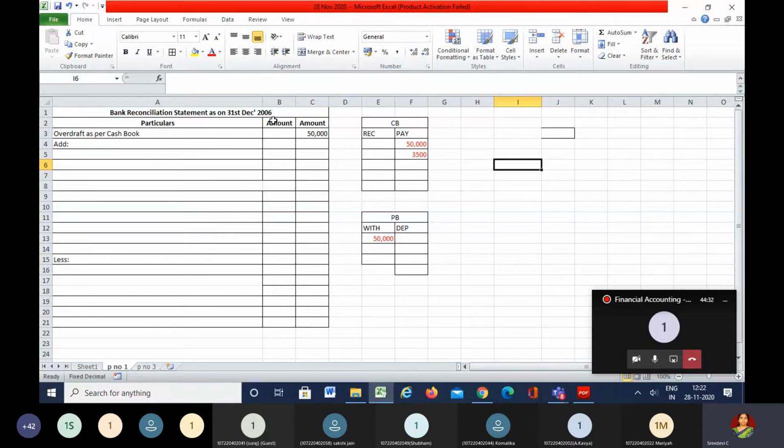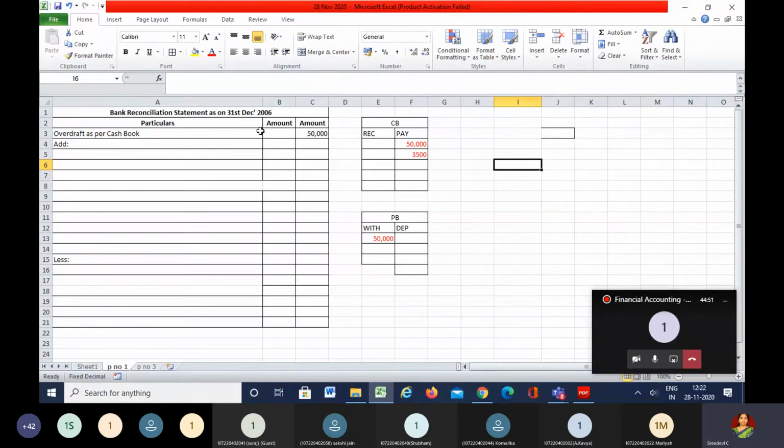That is one. And a crossed check for rupees 1,200. Okay, so here Raju has given a crossed check, and he has given the check to Vijay. It was returned by him, and the bearer check was issued to him in lieu on 2nd of January 2007.